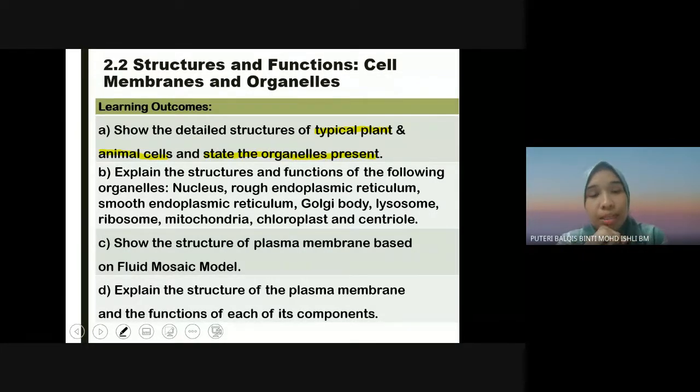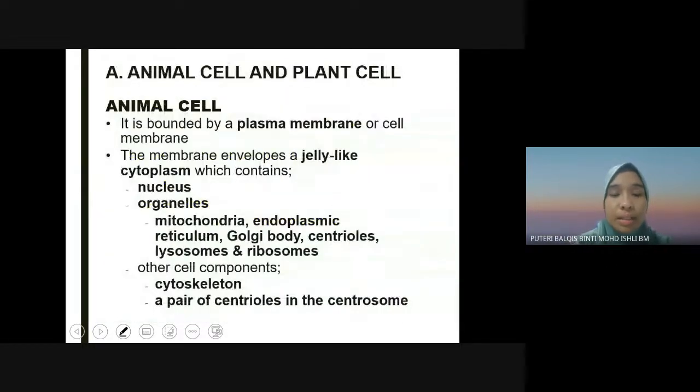For B, explain the structure and function of the following organelles: nucleus, rough ER, smooth ER, Golgi body, lysosome, ribosome, mitochondria, chloroplast, and centriole. So all the organelles in learning objective B, you have to remember the structure and also the functions. Structure and function kena ingat. Bukan hafal je structure, tapi awak kena tahu gambar, rupa dia macam mana. Tipulah kalau tak tahu mitokondria macam mana rupanya. Ni dah belajar dah. Alright, animal cell and plant cell.